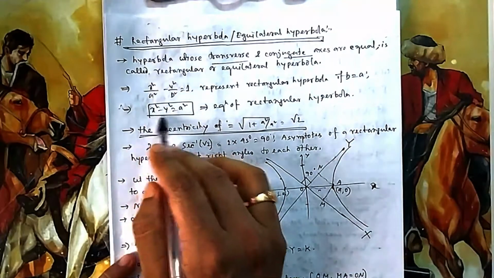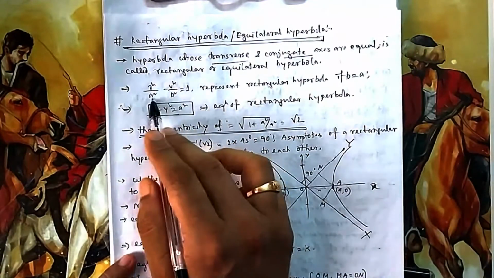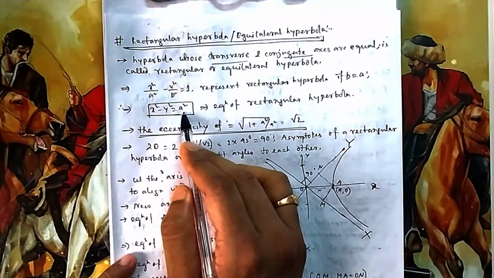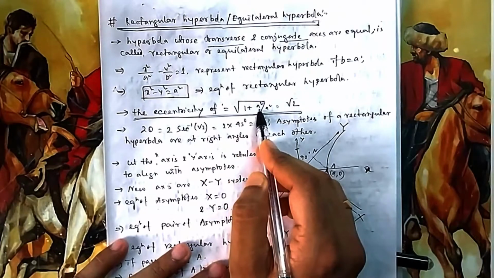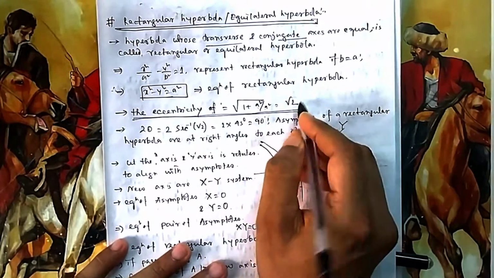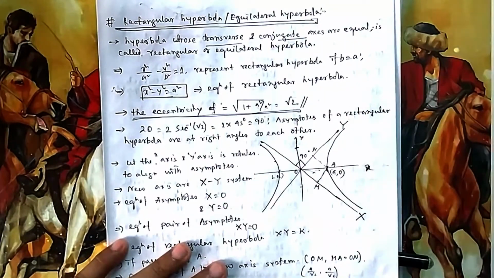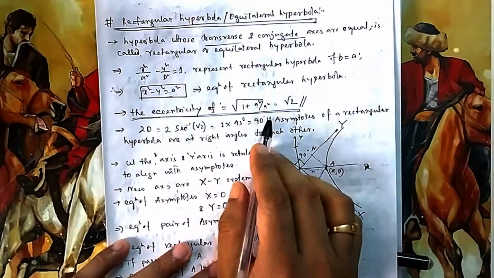If this is equal, then this represents a rectangular hyperbola, because then you can take the LCM of A and send it to that side. So what is the eccentricity of the rectangular hyperbola? 1 plus B square, which is also A square, by A square, it is root 2. So you remember this one, very important observation. The eccentricity of a rectangular hyperbola is root 2.